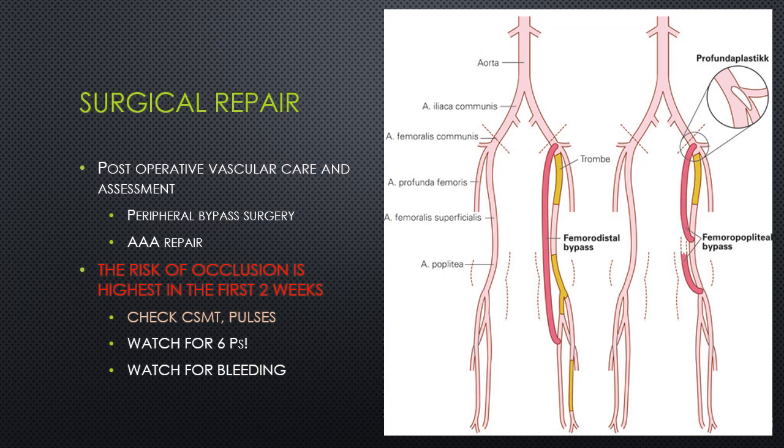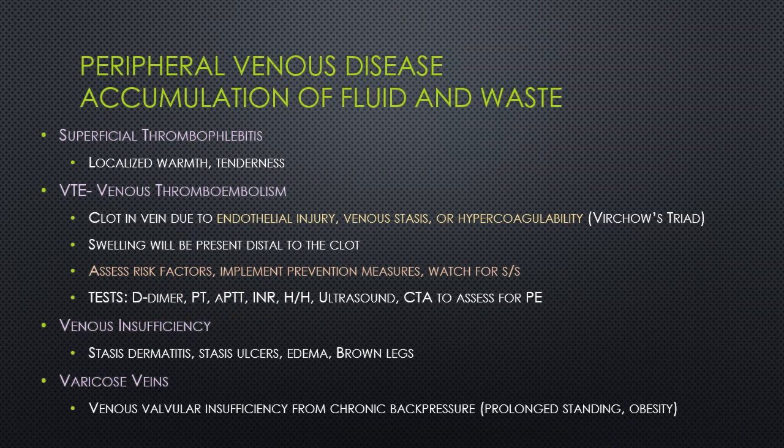So this is a picture of a femoral distal bypass and a femoral popliteal bypass, or a fem-pop bypass, where they harvest a vessel either from a different part of an extremity or from a donor, and they bypass the obstruction or repair the aneurysm, and then we're assessing the perfusion distal to the site. So just keep in mind that peripheral venous disease, which we looked at very quickly, is the accumulation of fluid and waste, versus peripheral arterial disease, which is the inability to provide perfusion, so oxygen and nutrients.